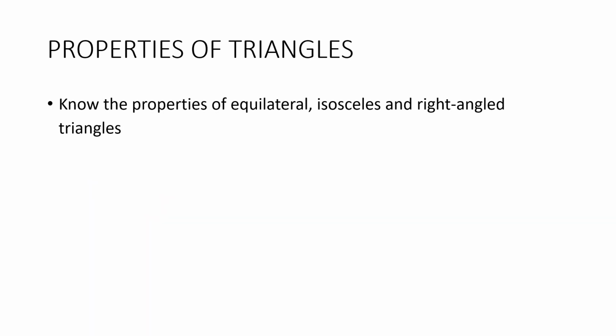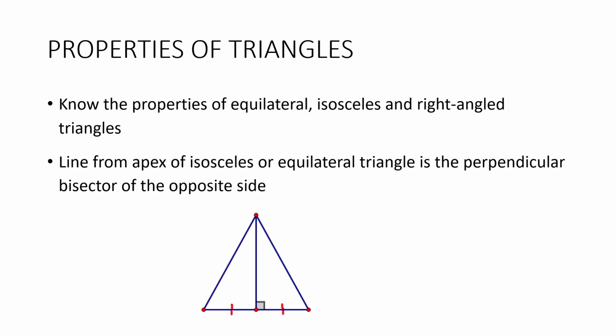You also need to know the properties of equilateral, isosceles and right-angled triangles. I'm not going to go through those because I'm sure you know them. But here's one that you might not know. The line from the apex of an isosceles or equilateral triangle is the perpendicular bisector of the opposite side, and that can come in handy.